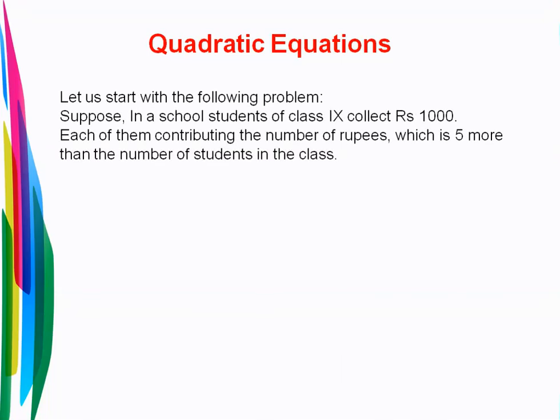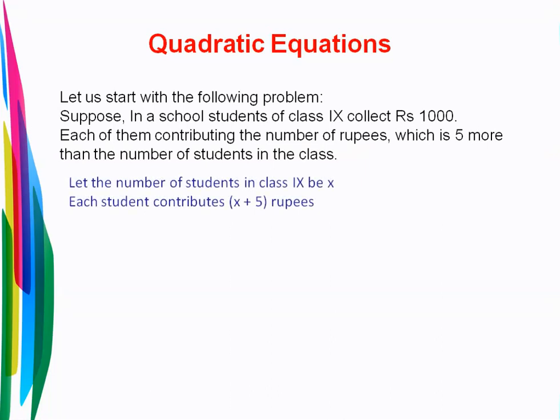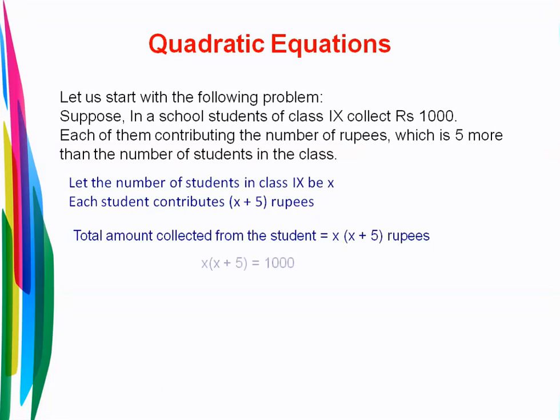Suppose in a school, students of class 9th have to collect 1000 rupees. Each one of them contributes a number of rupees which is 5 more than the number of students in the class. Which means that if you have x number of students, then each student has to contribute x plus 5 rupees, and the total amount is 1000. So what is the total amount collected? It will be x into x plus 5, which will be equal to 1000.